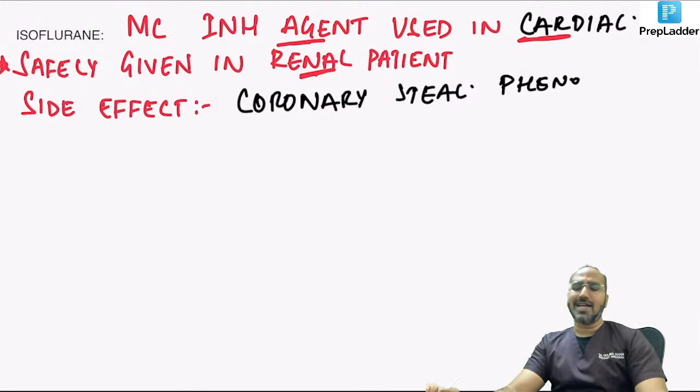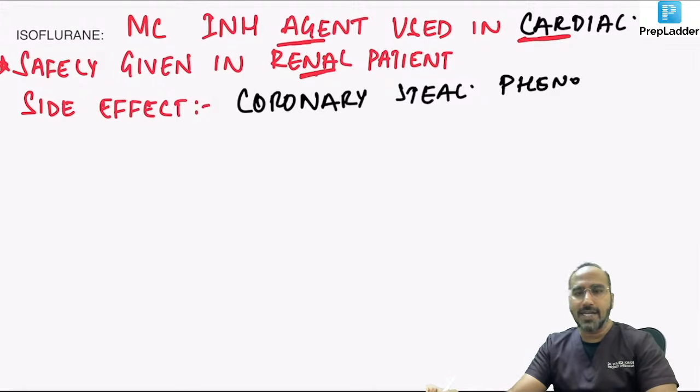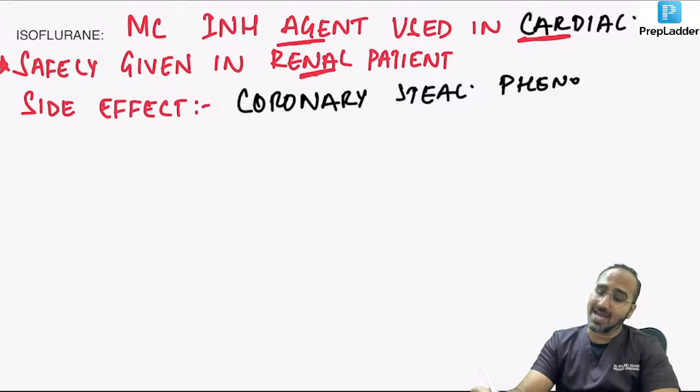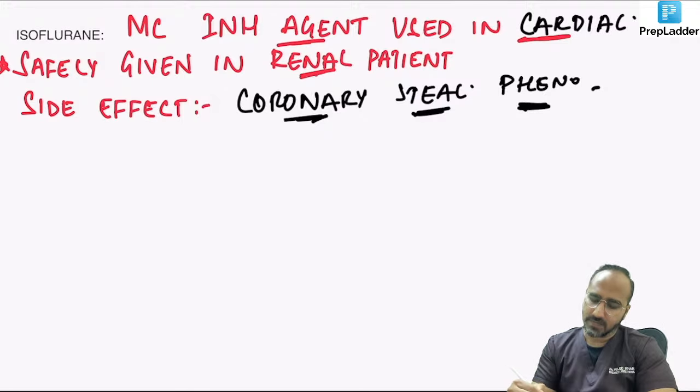Next, guys, regarding isoflurane. Isoflurane is the most commonly used agent in cardiac surgeries, even though it has caused coronary steal phenomenon, but only in animal studies. Only in animal studies. Isoflurane can be safely given in renal patients.